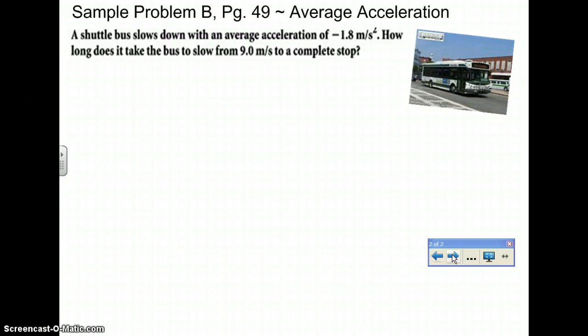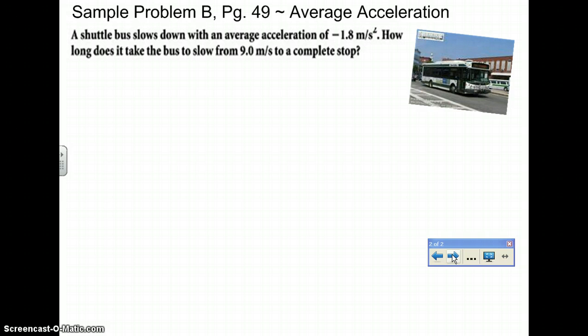So stop and think about that. Why is it a negative 1.8 meters per second squared? Because it's slowing down and not speeding up. How long does it take the bus to slow from 9.0 meters per second to a complete stop? So stop and think about that.